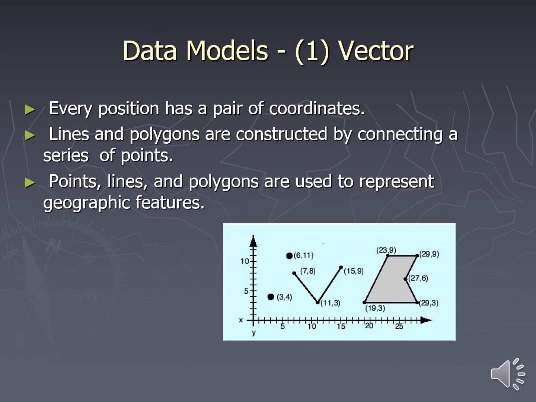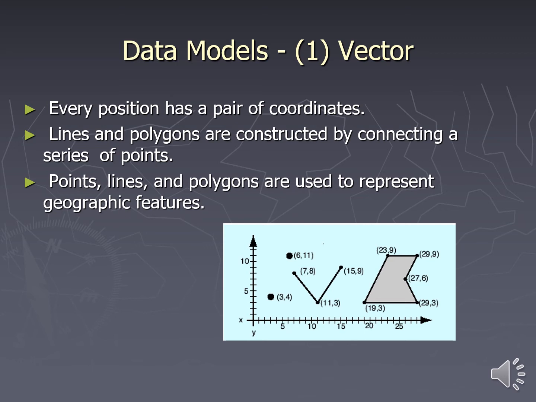Okay, so let's go into explaining what we're talking about when we're talking about data models. Your first is obviously vector here. Every position has a pair of coordinates, and that's the same for any type of data model, right? So raster or vector, every position is going to have a set of coordinates. If we're looking at this x, y, you can see that all of these points that create either the lines or the polygons, they all have a unique location.